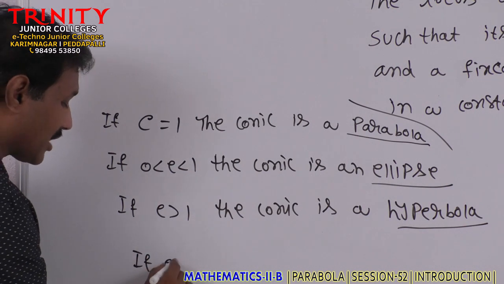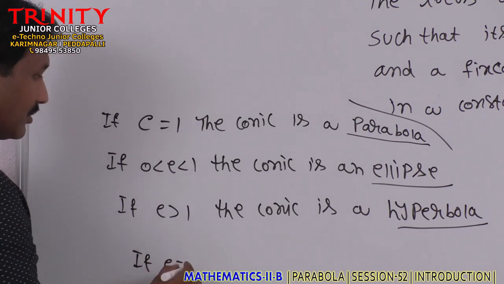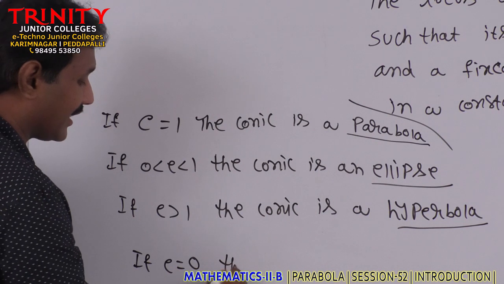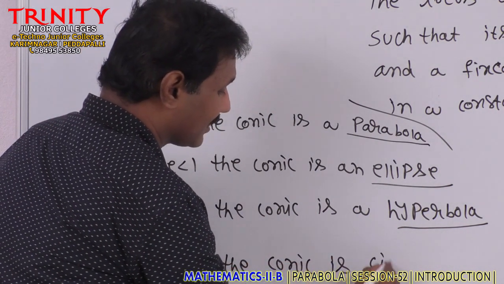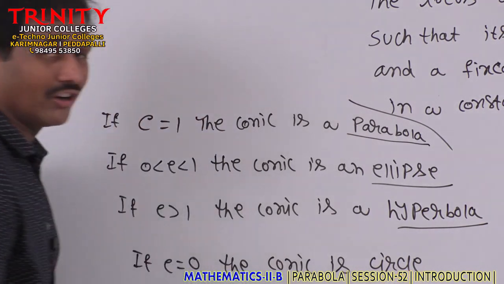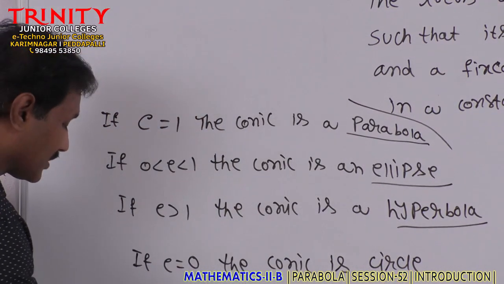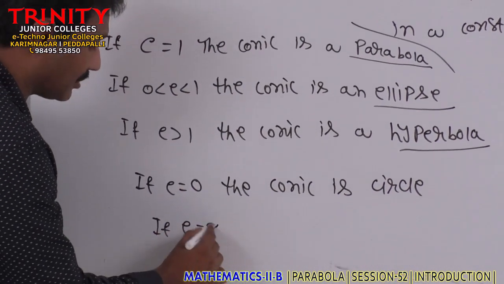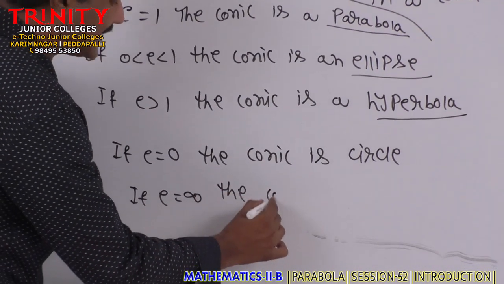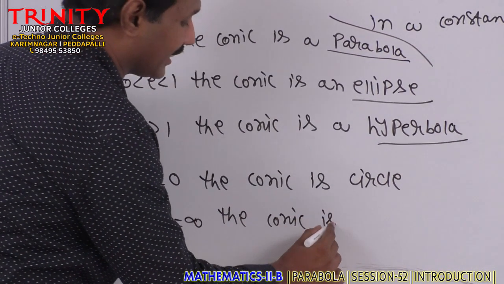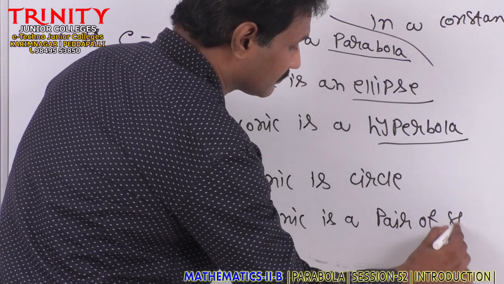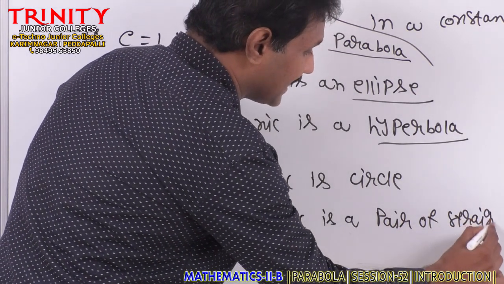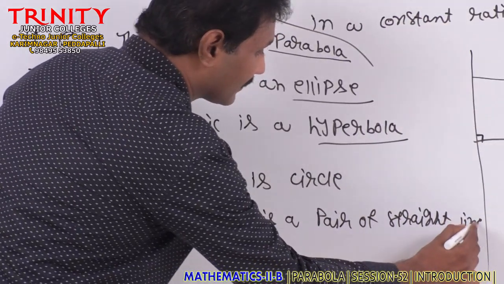Suppose if E equal to 0, the conic is a circle. Suppose if E equal to infinity, the conic is a pair of straight lines.